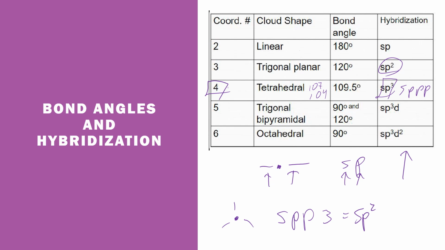Trigonal bipyramidal has 5 electron domains. So we'll have 5 orbitals. But at this point, we've run out of p orbitals. You can never have more than 3 p orbitals in a sublevel. So now we have to add a d in. So s, 3 p's, and a d. Notice how there's 5 letters for the 5 electron domains. And the last one, 6 electron domains, 6 orbitals, sp3d2.